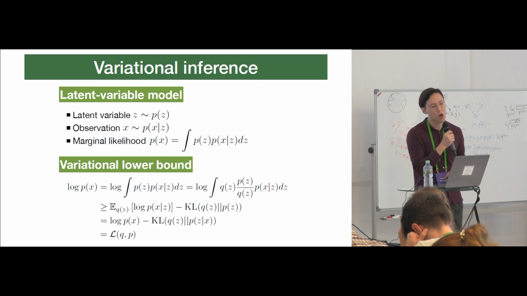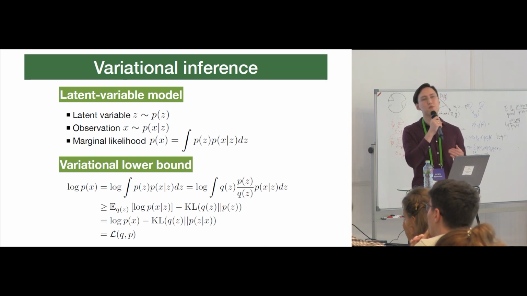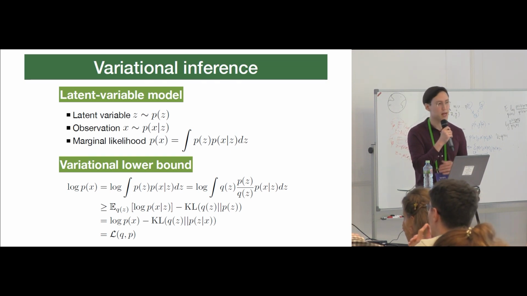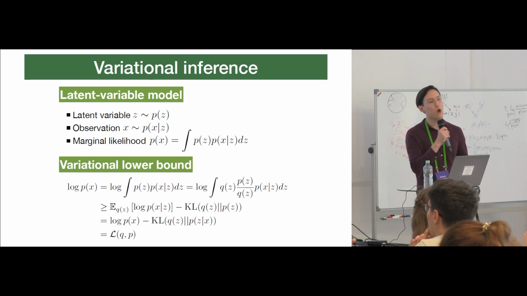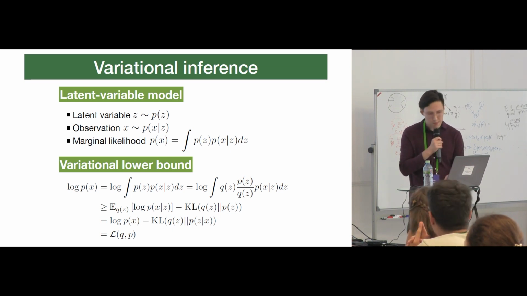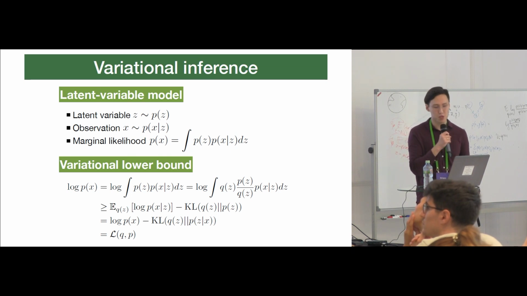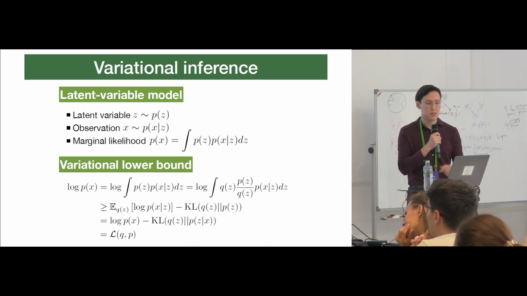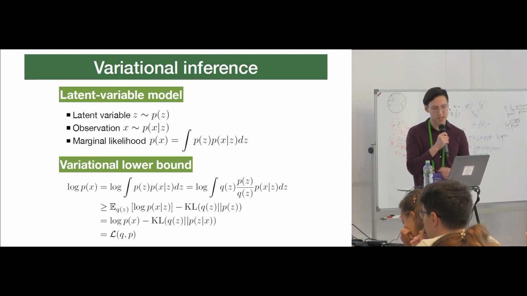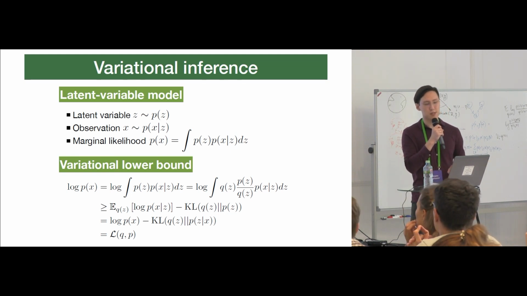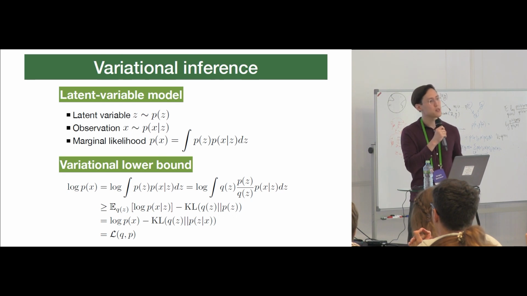This p of x is an integral of the joint distribution p of x and z over z. And for most of the interesting models, this marginal likelihood cannot be computed exactly or analytically. We can only estimate it in some form. And variational inference provides us a tool for estimating this integral from below. So how do we do that? Well, first we look at the logarithm of p of x, the logarithm of the marginal likelihood. We take into account that this is effectively an expectation with respect to p of z. Then we multiply and divide the integrand by some other density q of z. Obviously, this does not change the value of the integral yet.